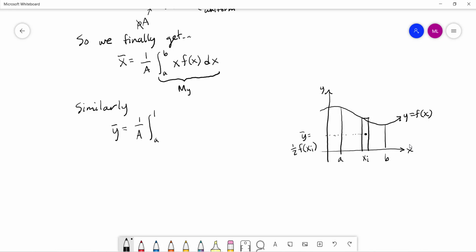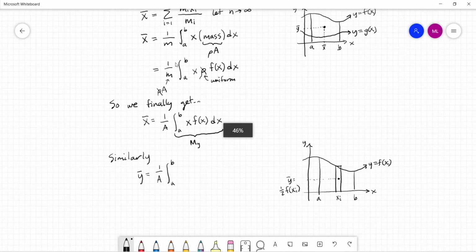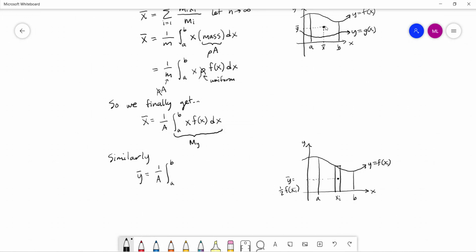We're integrating over the same region as before. But now the distance, instead of having x here, x was the distance in our picture. So just at a given point, x is the distance from the y-axis of the thing that we're looking for, of our center of mass. Over here, what is the y coordinate? It's half the total height of this thing. So it's not going to be x anymore, it's going to be half of f of x. And then we still have the total area to take into account.